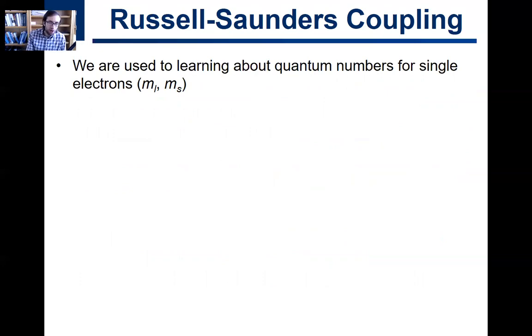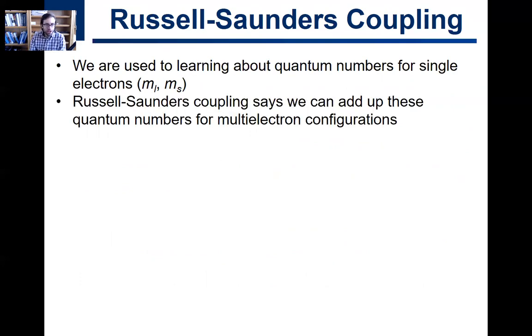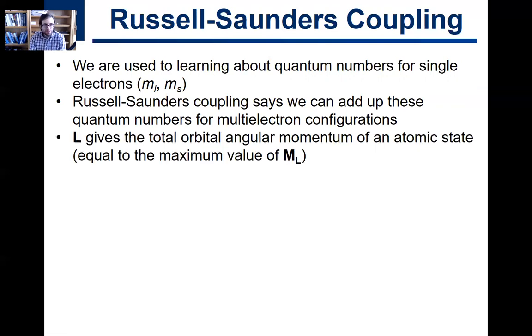We are used to learning about quantum numbers for single electrons. That's what you and I are all comfortable with and what you talk about in general chemistry. Those get lowercase letters, right? Lowercase m sub l, lowercase m sub s. Russell-Saunders, like I said, says we can add up these quantum numbers for multi-electron configurations. That's the assumption that Russell-Saunders made. And we're going to use capital letters here for these multi-electron configurations. Capital L gives the total orbital angular momentum of an atomic state.